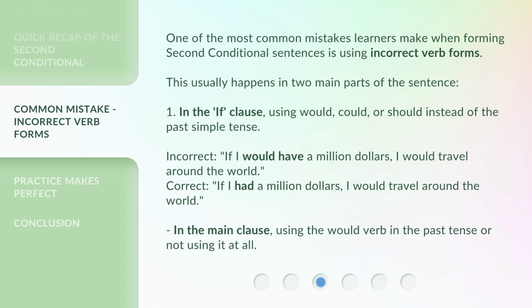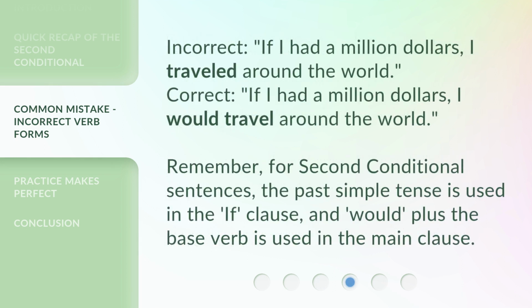2. In the main clause, using the would verb in the past tense or not using it at all. Incorrect: If I had $1 million, I traveled around the world. Correct: If I had $1 million, I would travel around the world. Remember, for second conditional sentences, the past simple tense is used in the if clause, and would plus the base verb is used in the main clause.